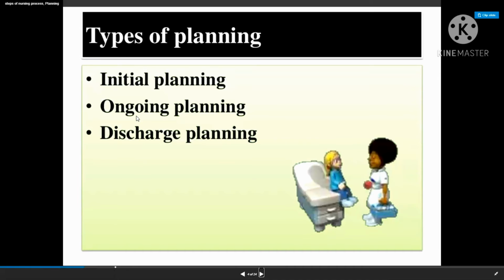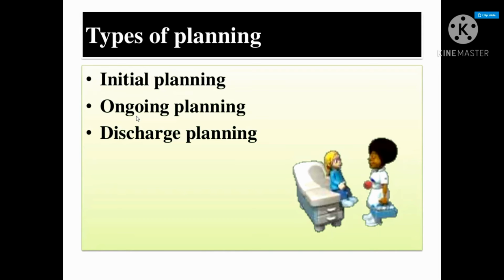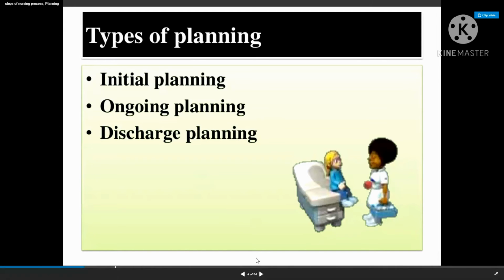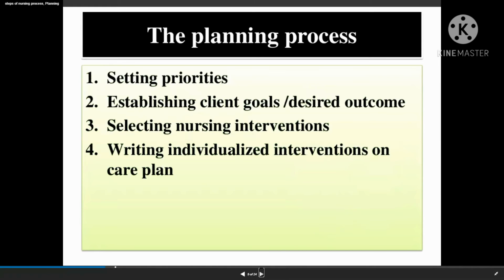So what are the types of planning? You have three types: the initial planning, the ongoing planning, and discharge planning. Initial means beginning. Ongoing means after beginning the planning, when the patient is there in the hospital, admitted in the hospital. And the discharge plan, when the patient gets discharged, what are the care you're going to advise the patient? That is the discharge planning.